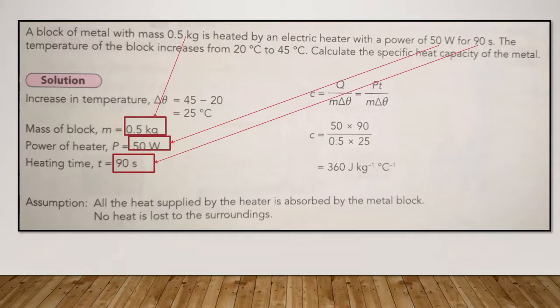Okay, also you need to remember to find the change in temperature. Here delta theta, delta T, change in temperature by subtraction. Take the final temperature minus the initial temperature. Kamu ambil suhu akhir ini tolak dengan suhu awal, then you get 25 degrees Celsius based on this question. Then you do the calculation, then you get the answer 360 joule per kilogram per degree Celsius, J kg^-1 °C^-1.